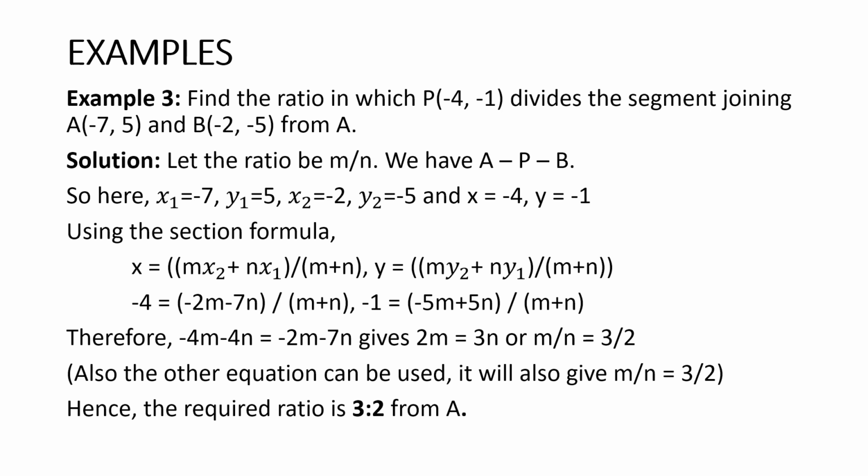Now we use our section formula over here. Here what is unknown? m and n are unknown. So we just put the remaining values. So we get the equation. From the first equation what we get is 2m is equal to 3n, or m upon n is 3 by 2. Remember here I have used the first equation. Also if you use the second equation you will get the same ratio m upon n as 3 by 2. Hence the required ratio is 3:2.